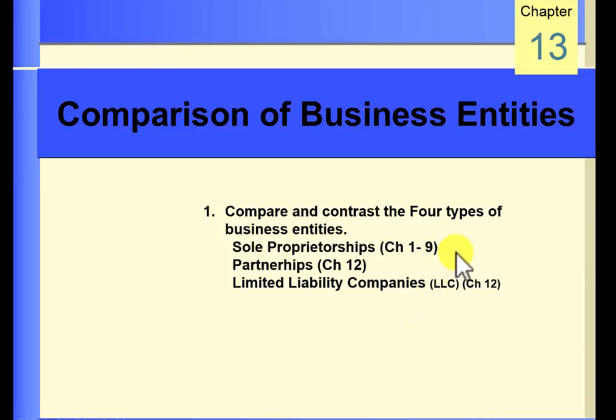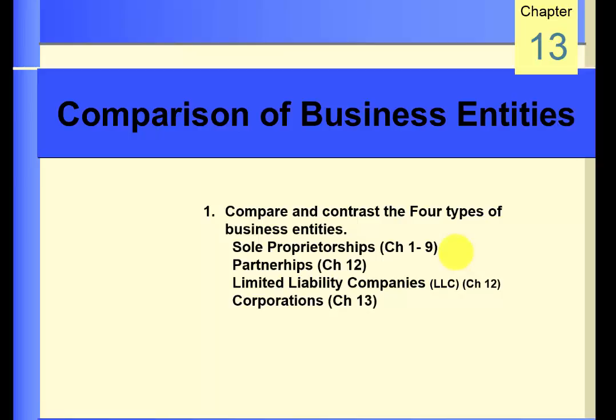Sole proprietorships were covered in chapters 1 through 9 in our textbook. There was really no discussion of the various entities that were out there as other options; we just learned accounting from the perspective of a sole proprietorship. In chapter 12, we went into partnerships and limited liability companies, and then here in chapter 13, we're going into corporations.